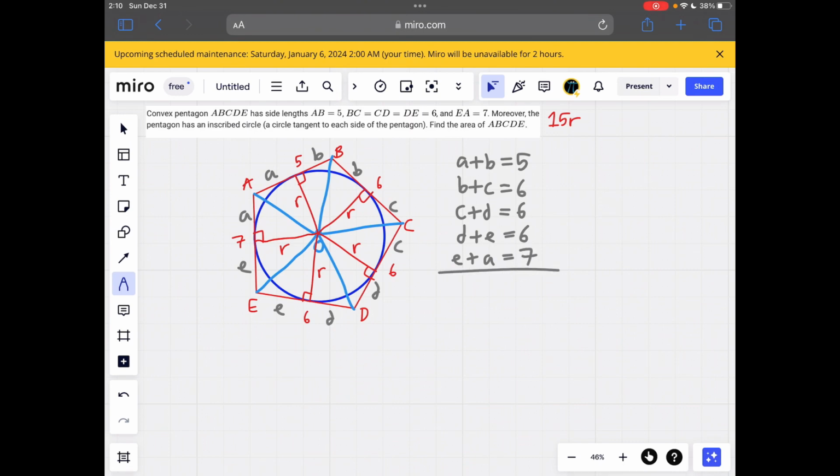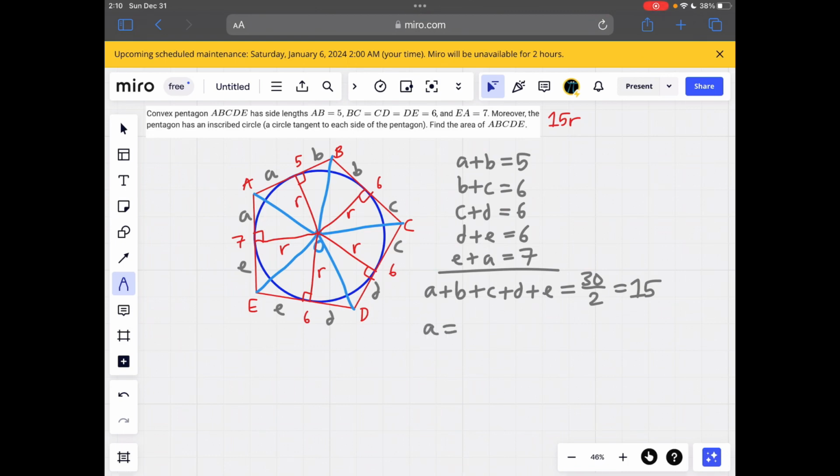And if we add these, we'll see that each of a, b, c, d, and e appears twice. So a plus b plus c plus d plus e is just 5 plus 6 plus 6 plus 6 plus 7 over 2, and that's 30 over 2, which is 15. So a plus b plus c plus d plus e is 15. From here, we can determine each of a, b, c, d, and e.